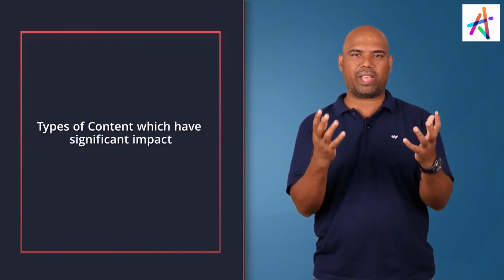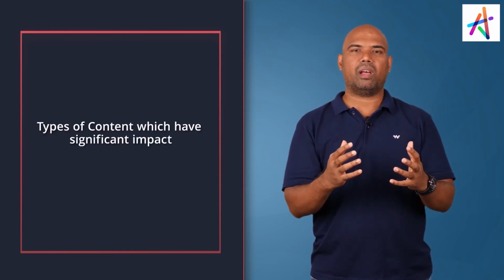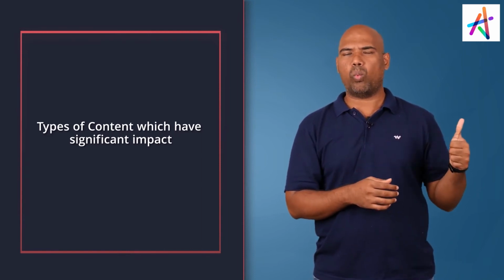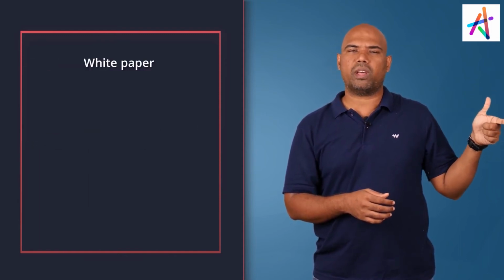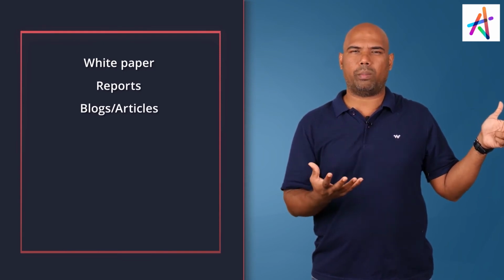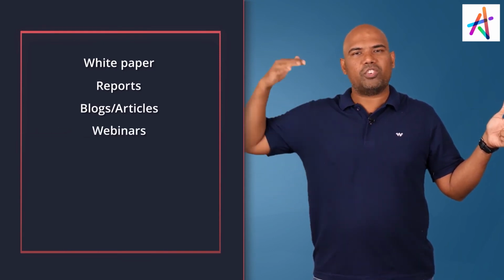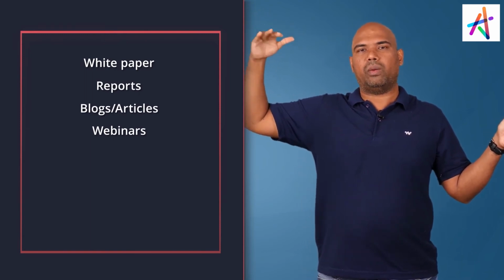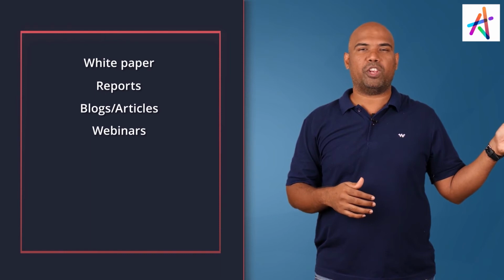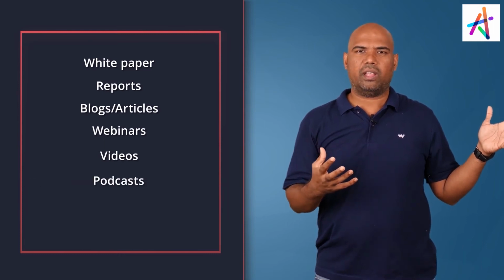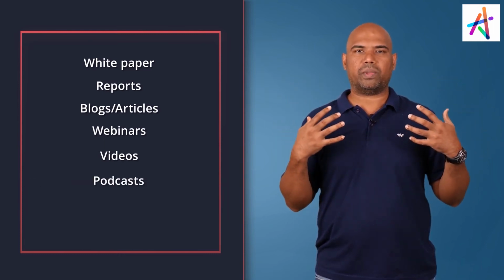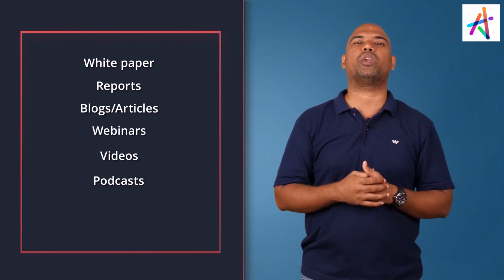Okay, so that brings us to the end of session number seven. In this session, we understood the different types of content that we can create that can really have a significant impact. Number one, we looked at the first content type, which is a white paper. Number two, reports. Reports are all about data. Number three, we looked at webinars, which are great for potential customers at the top of the funnel who are in the awareness stage. Then we spoke about videos and how videos are the future of marketing.